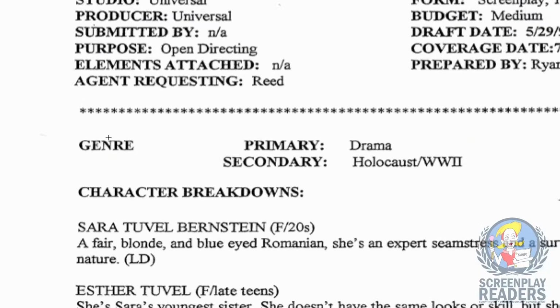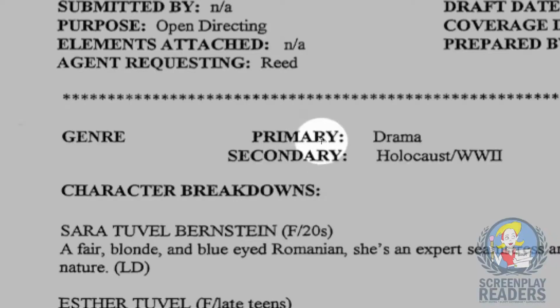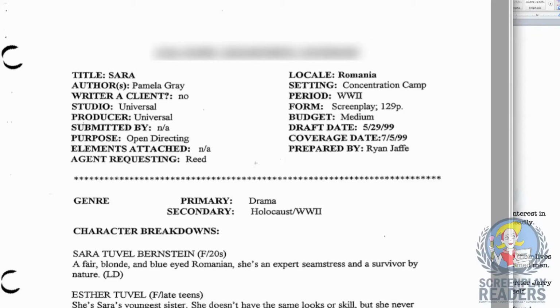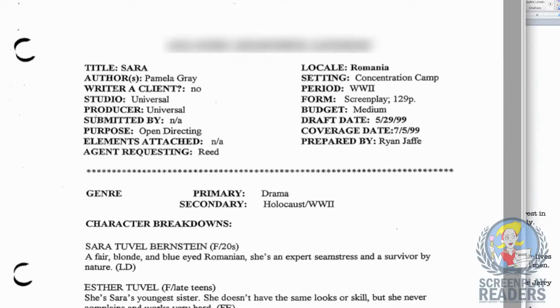And then down here you've got genre, and it's broken down into primary genre and secondary genre. The primary being drama, the secondary being Holocaust, World War II. Now usually you'll see genre grouped up together with everything up here, but in this case that's the way they like to do it. But that does vary from other coverages, just so you know. And let's go ahead and take a look at some of those other coverages now.